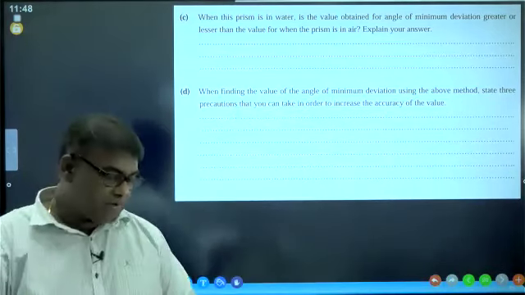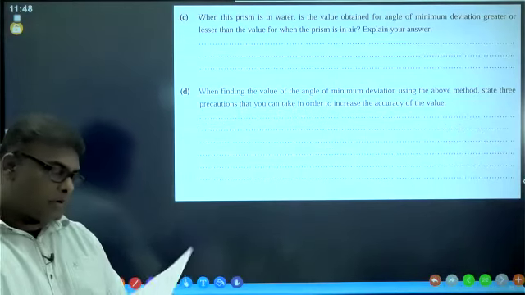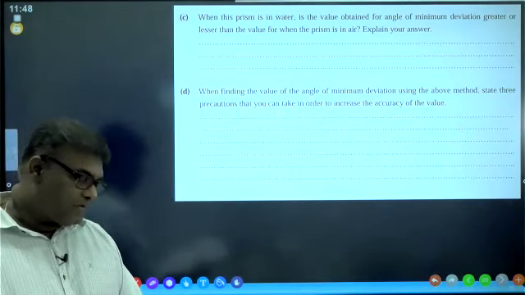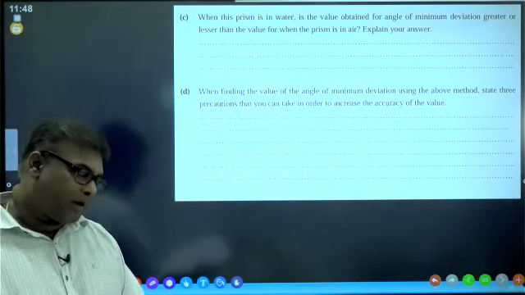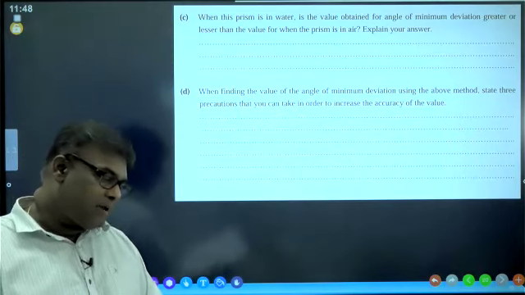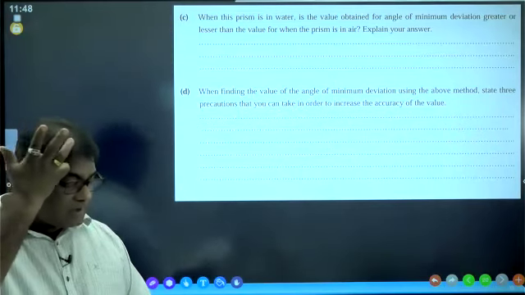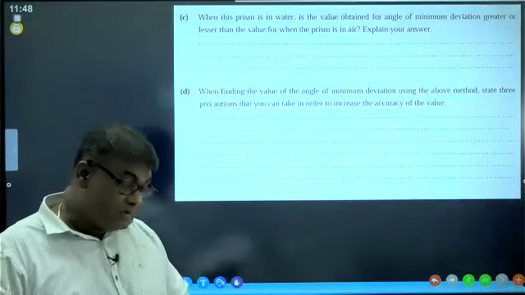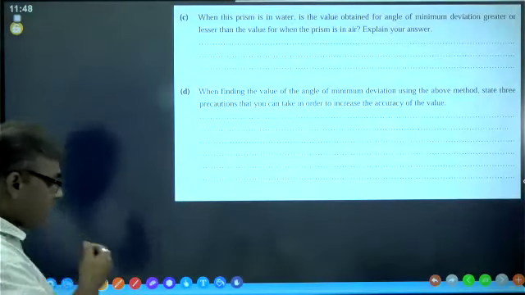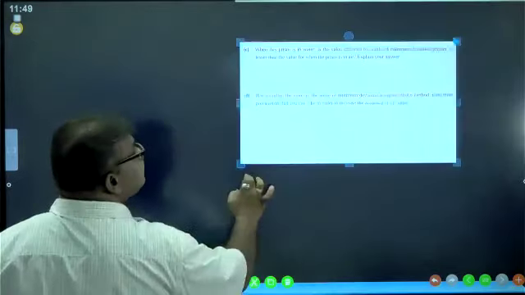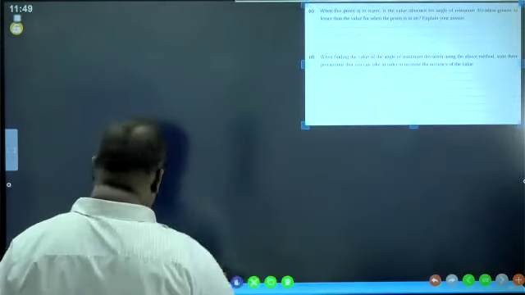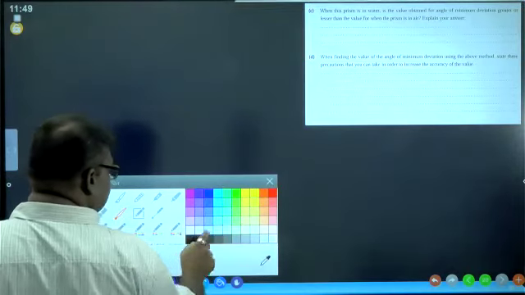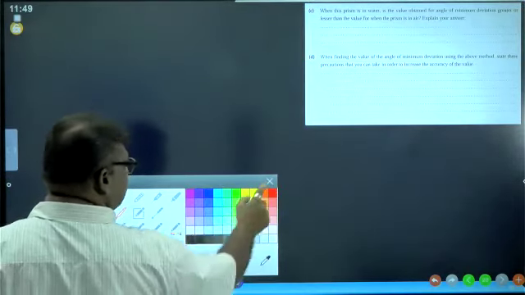Right. Question C. When this prism is in water, is the value obtained for angle of minimum deviation greater or lesser than the value when the prism is lied in air? It's a newly made question. It's a new one, right? Is it like this in the film? Right.